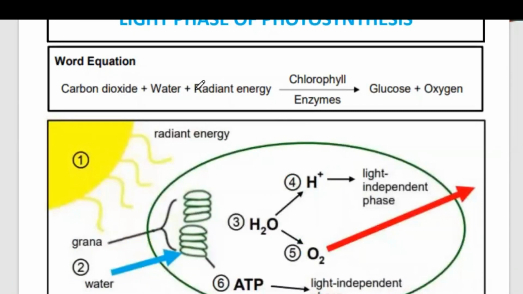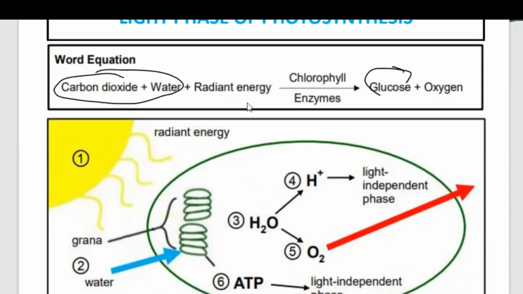This is just a word equation of photosynthesis: carbon dioxide plus water plus radiant energy, trapped by chlorophyll in the presence of enzymes, produces oxygen and glucose. They can ask you what the raw materials for photosynthesis are. The raw materials, or what is needed, are these two. The major product of photosynthesis is glucose.